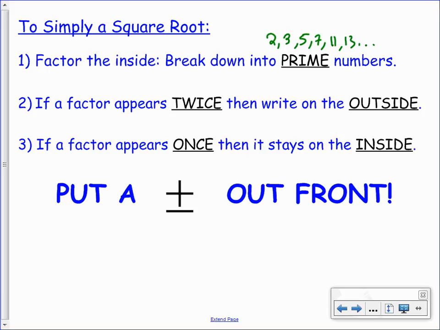If you get a factor that happens twice, then it comes outside the house. If it only happens once, then it stays inside the house. Put a star next to this one because you will lose a half a point on the test. If the answer is right, but you don't put the plus or minus, I'm taking out a half.